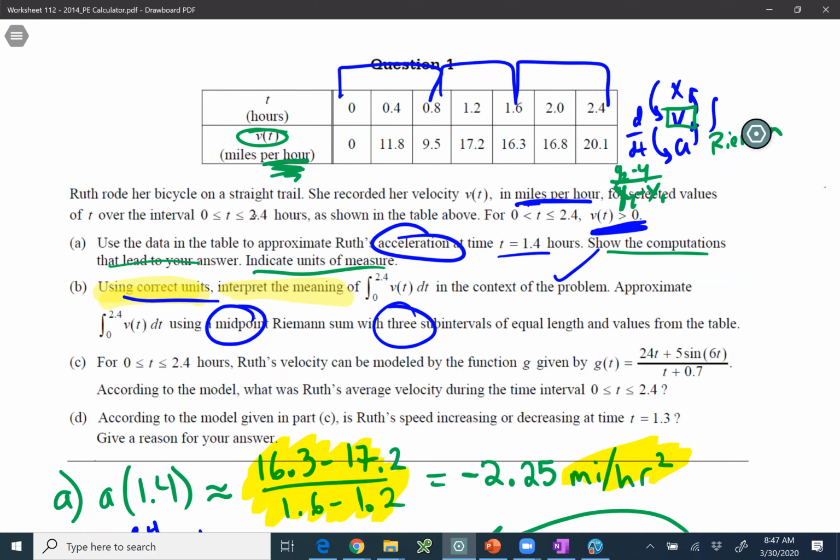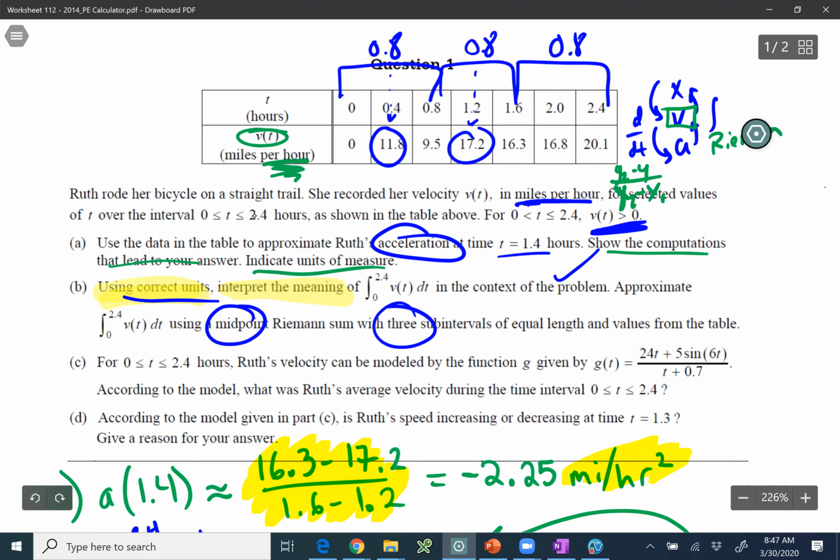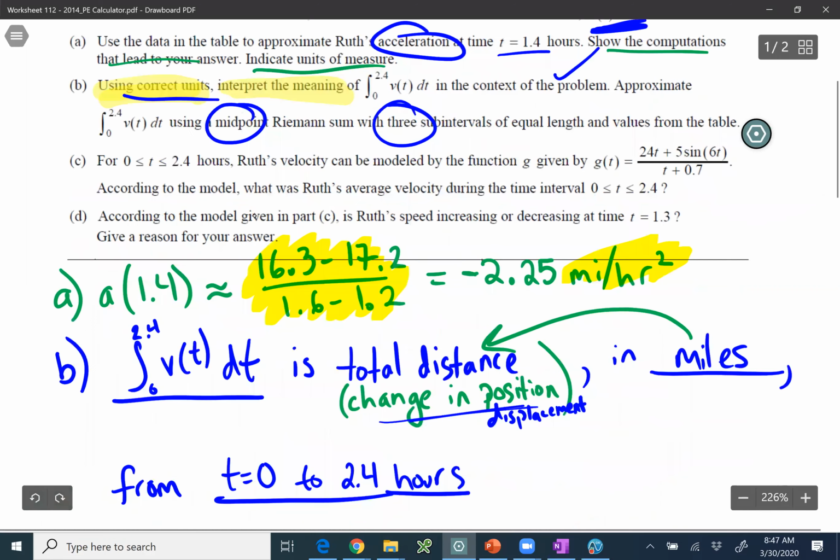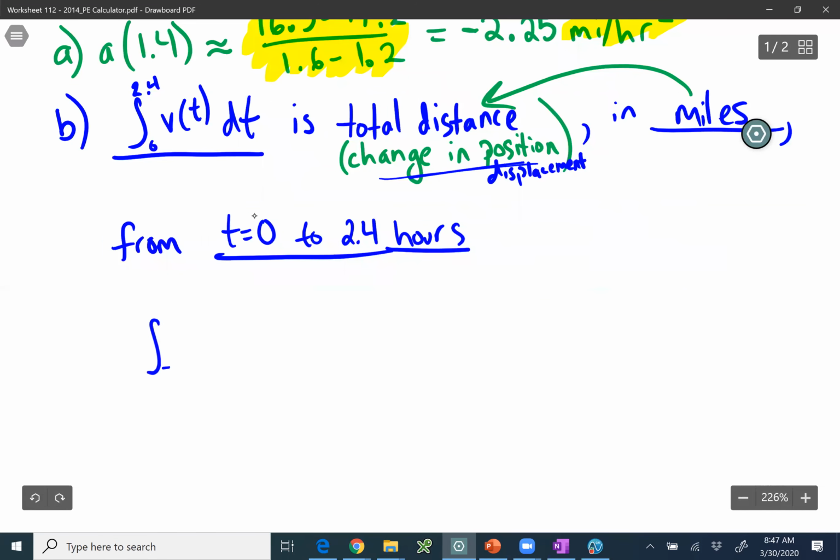And the width here is 0.8, the width here is 0.8, the width here is 0.8. And our middles are 11.8 is the middle, 17.2 is the middle, and 16.8 is the middle. Some AP exams will actually factor out the 0.8 because it's the same in all of them. So you'll see something like 0.8 and then a parentheses and then all 3 of them. I like to do them just one by one, but if you factored it out, that's great also.